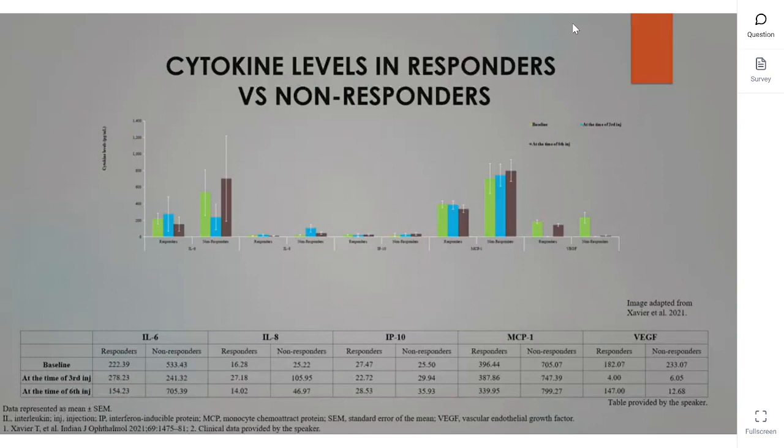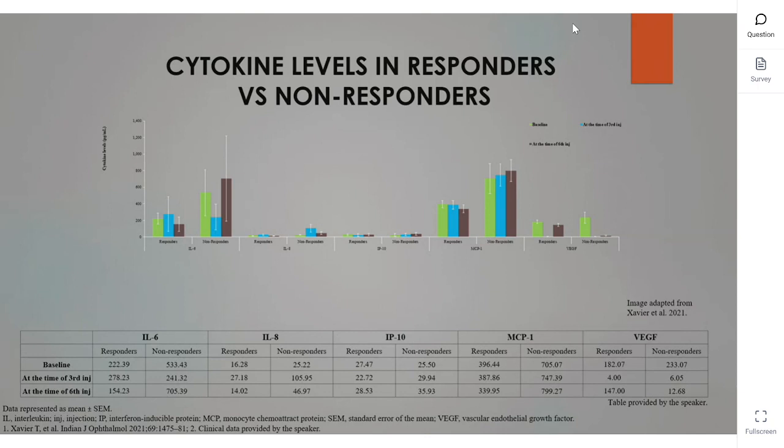So now looking at the cytokine levels in responders versus non-responders in these groups, we had looked at about 12 cytokines, and these were the 4 or 5 cytokines which were significant. This is the interleukin 6 levels, this is the responder group, and this is the non-responder group. In the responder group, you had a slight increase in the IL-6, but by the 6th month, the IL-6 has dropped so much. Whereas in the non-responder group, the interleukin 6 shot up by the end of 6 months.